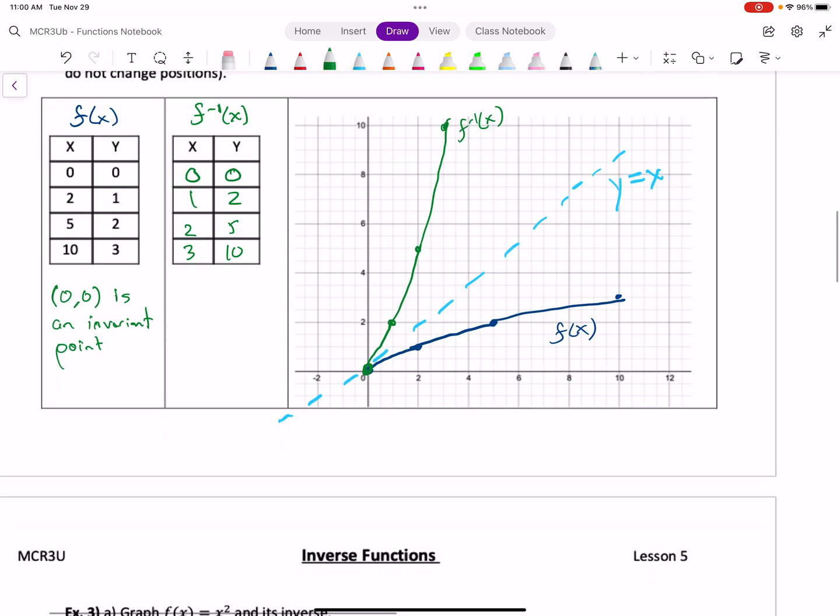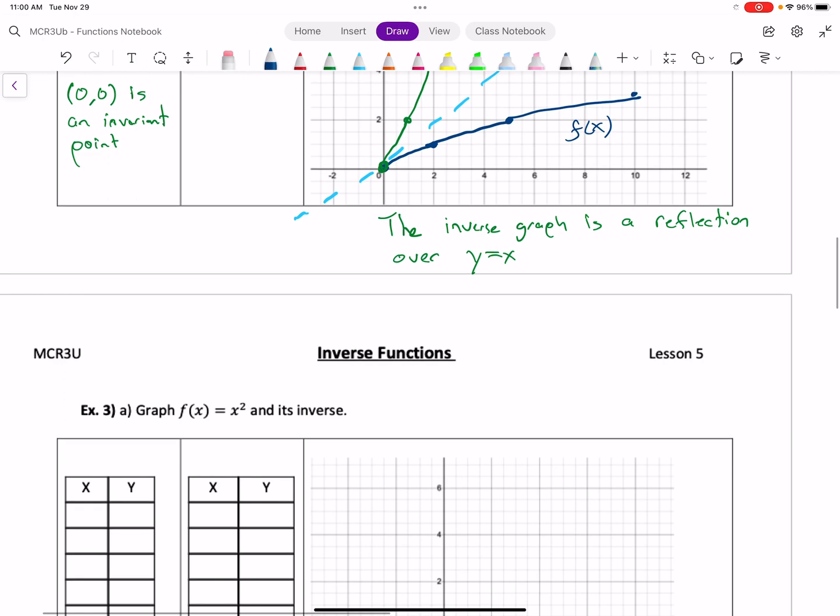So if I was to describe this, I would say the inverse graph is a reflection over y equals x. That will always be the case for the inverse of a function. So if you graph something and it doesn't kind of look like that, like it's been flipped over that imaginary line, then you probably have some mistake somewhere.